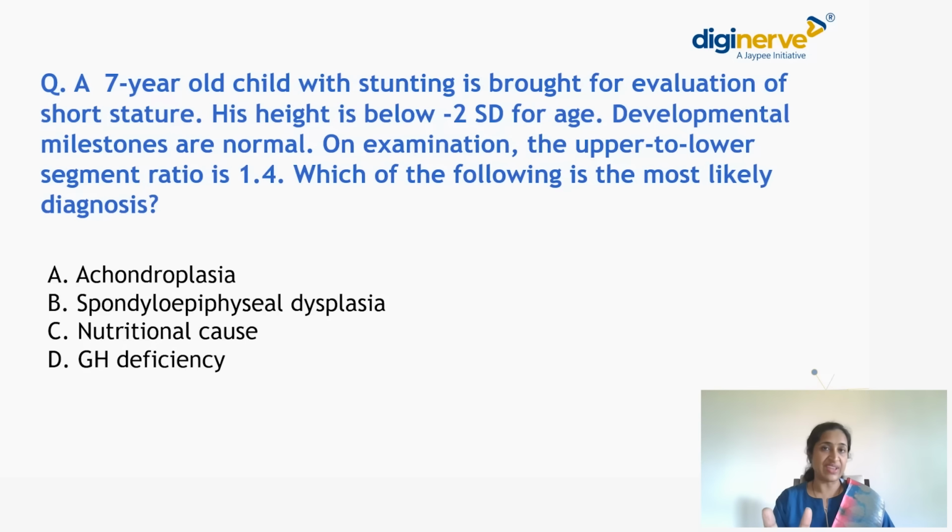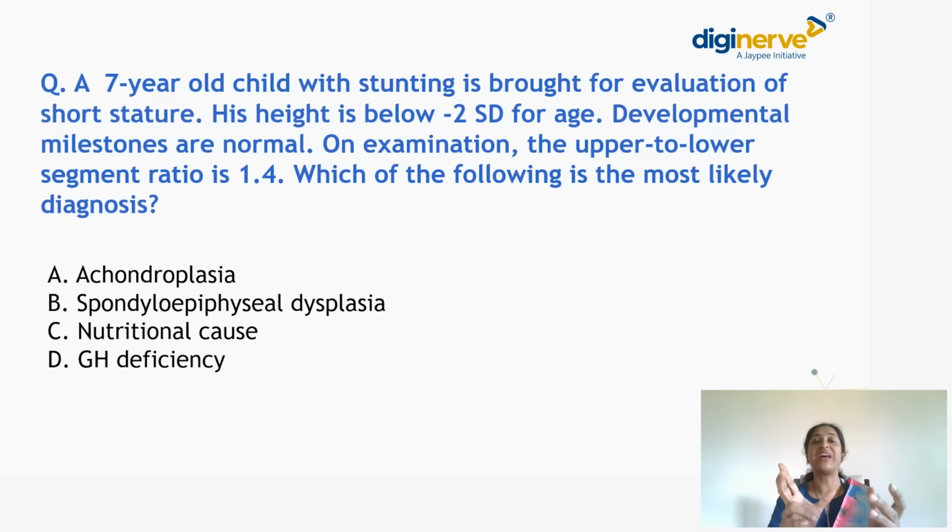So what are the two causes we are left with? We are left with achondroplasia and spondyloepiphyseal dysplasia. Now achondroplasia is what? Achondroplasia is also called short limb dwarfism. And what is spondyloepiphyseal dysplasia?